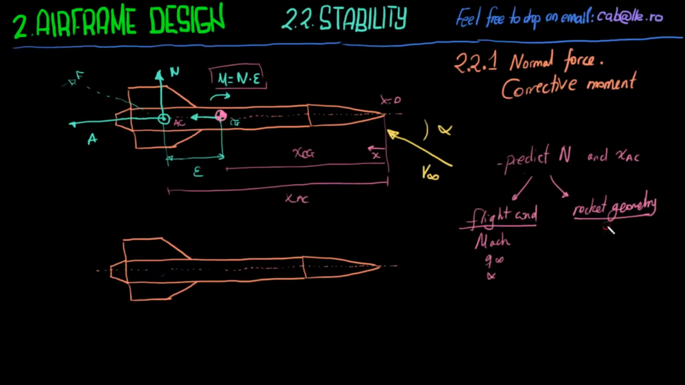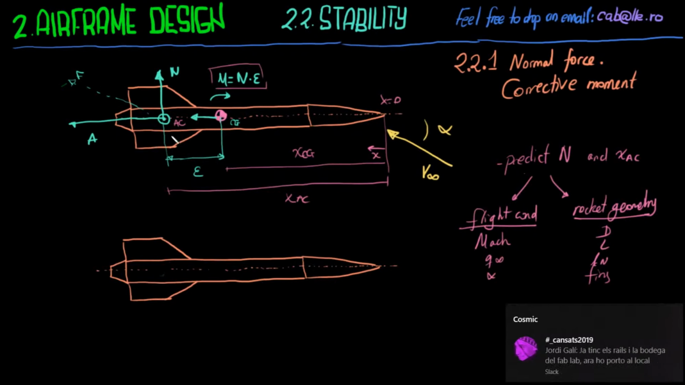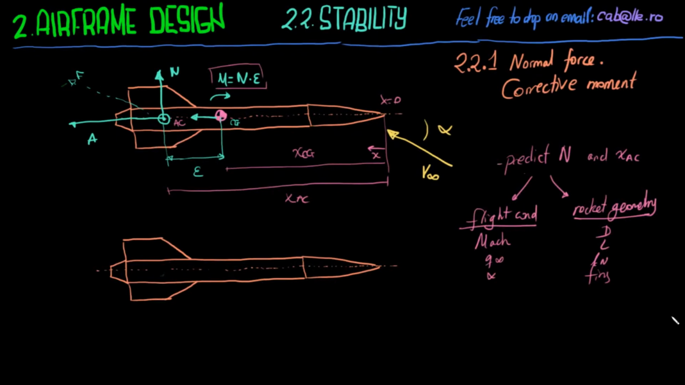So maybe the diameter of the rocket, the length of the rocket, the length of the nose cone, and there's a lot of variables that define the fins. So let's just put fins. Maybe there's, I don't know, 5-10 variables that can define some simple fins.